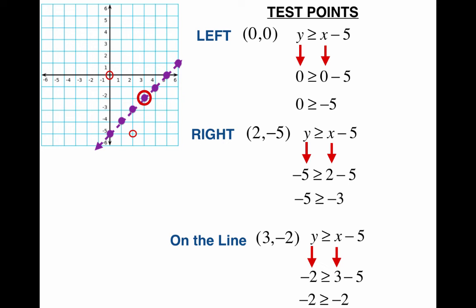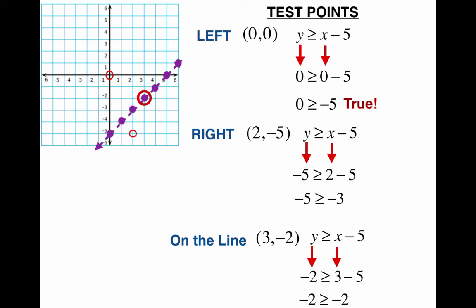All right, we have our 3 tests. This is solid work right now. We have the left, the right, and we have on the line. So now let's analyze our results. For the left side, the first thing we got was 0 is greater than or equal to -5. So you have to stop and think, is that true? Is 0 greater than -5? Of course it is. 0 is greater than a negative number, so that's a definite true on that one.